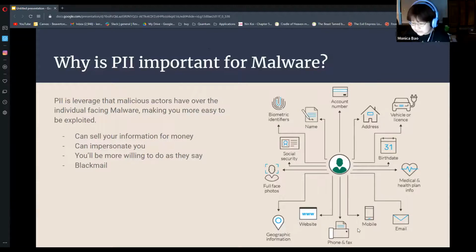So you can see that even pictures of your face can be considered PII, because your face is unique to you. And biometric identifiers, I think especially with Apple, oh, I see a couple things in the chat. Yeah, of course.